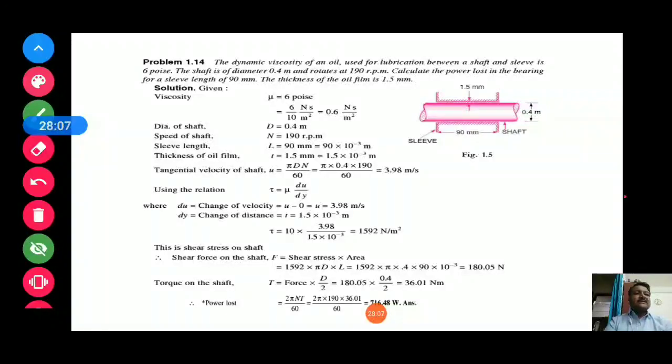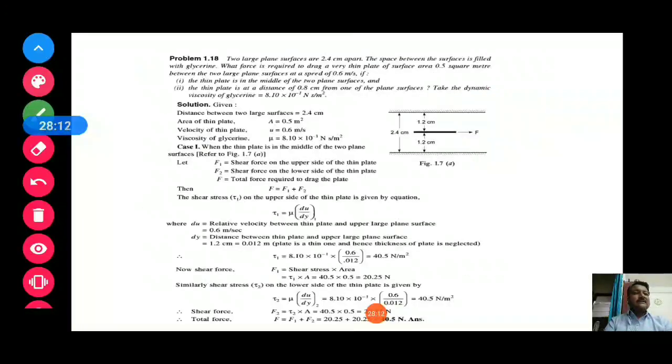Now the next problem, we are going to see the next problem. So the next problem is again the use of Newton's law of viscosity. In this problem we are finding out the shear force on the plate, and there are two parallel plates or plane surfaces. Now firstly I read the problem.